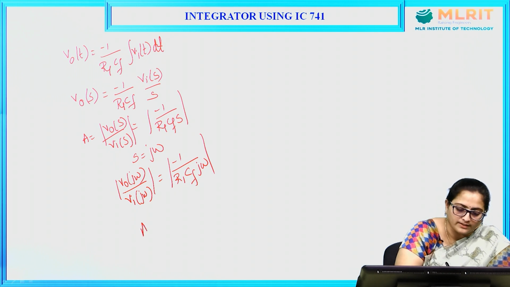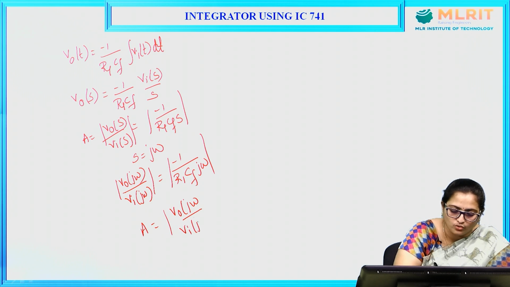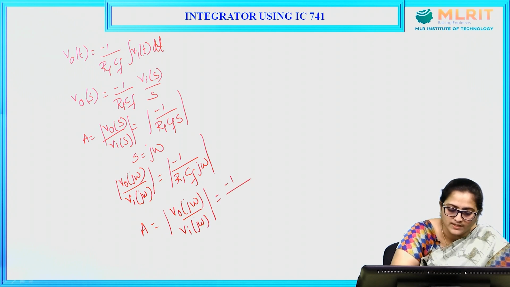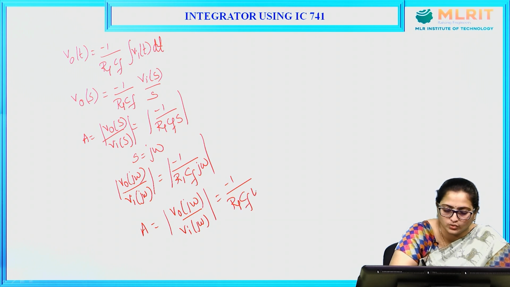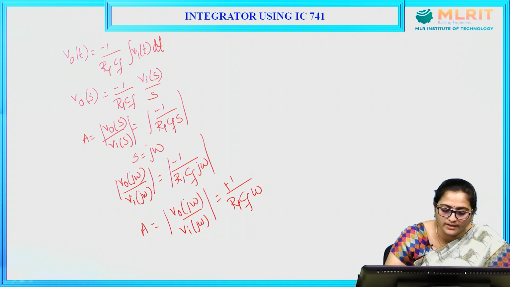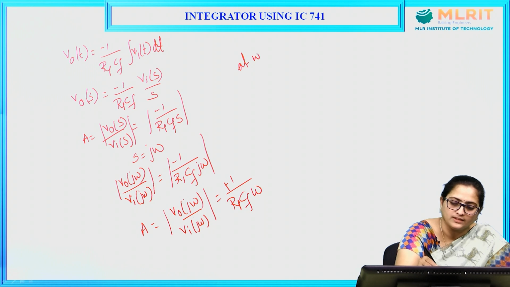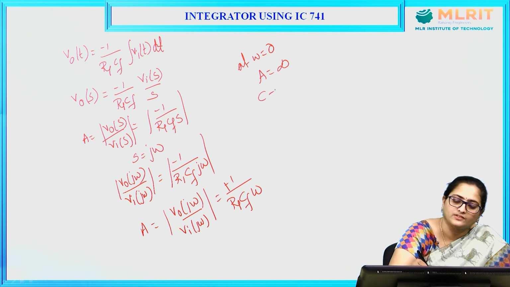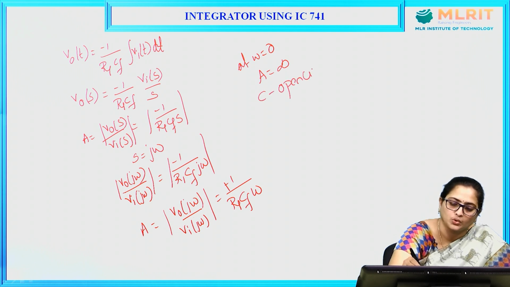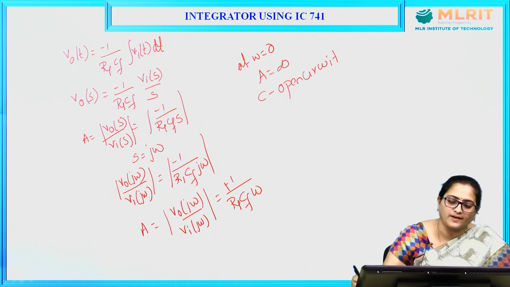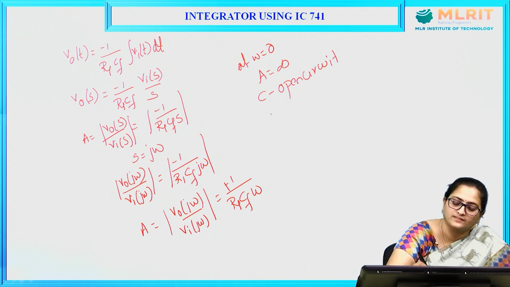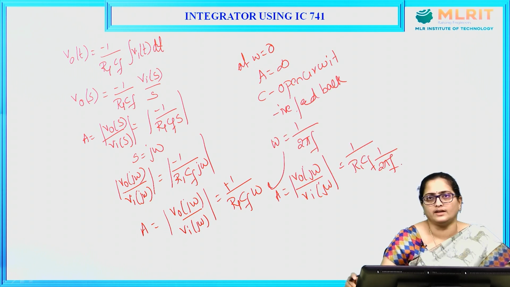So finally you can write the gain as magnitude of V naught of j omega divided by Vi of j omega is equal to minus 1 by R1 CF into 1 by omega. At omega equal to 0, your gain will be equal to infinity, where the capacitor acts as an open circuit, and this results in a negative feedback integrator.